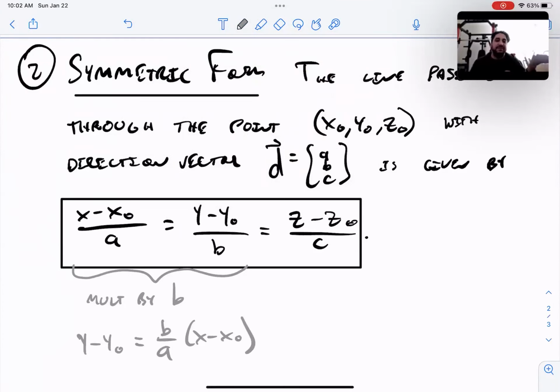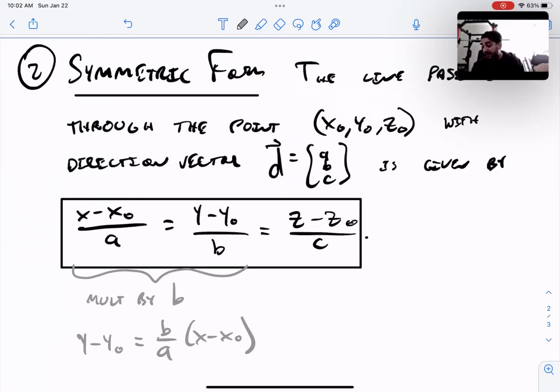There you go. There's point slope form, right? So the first two pieces of symmetric form is literally point slope form. And now you just have one more condition to make sure that the z also has a linear relationship to x and y, right? So that's our point slope form there. It's just the 3D version of that.